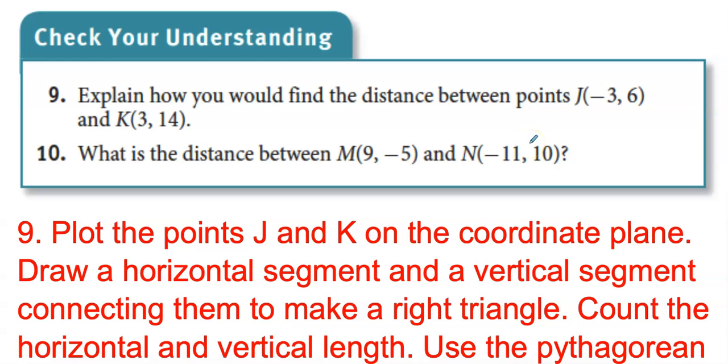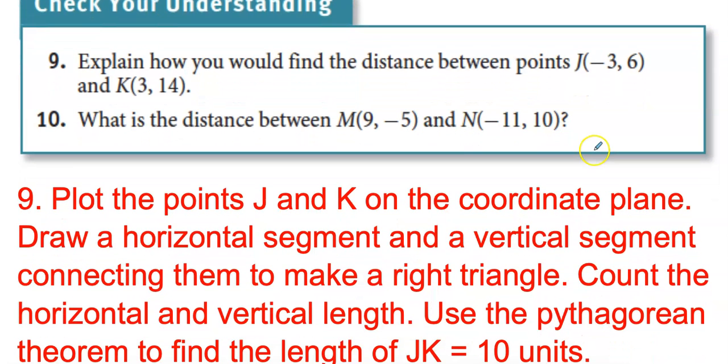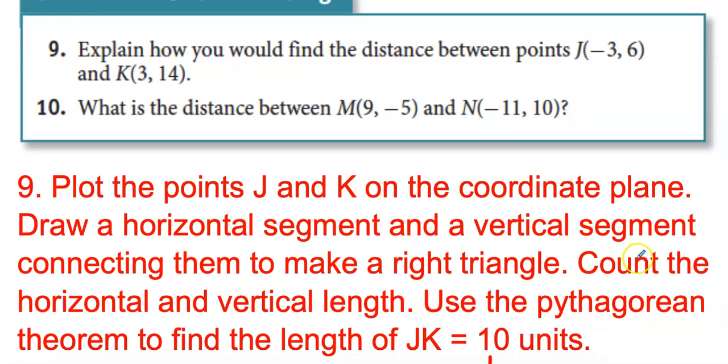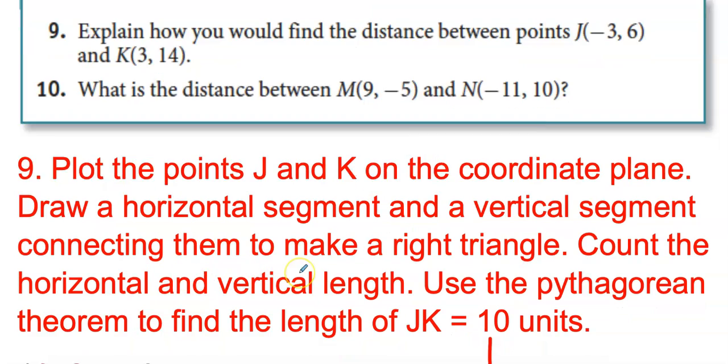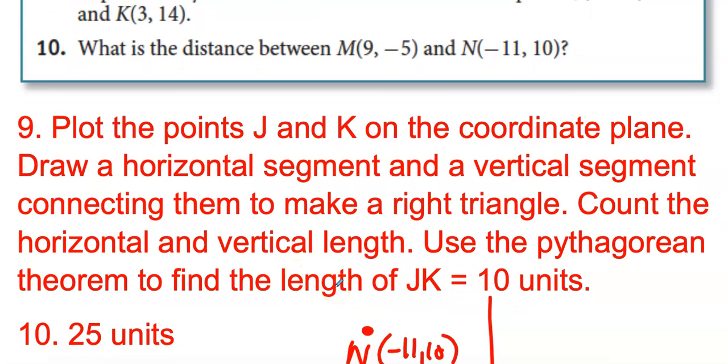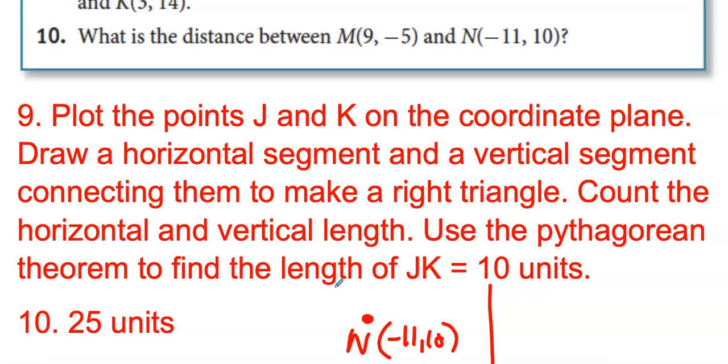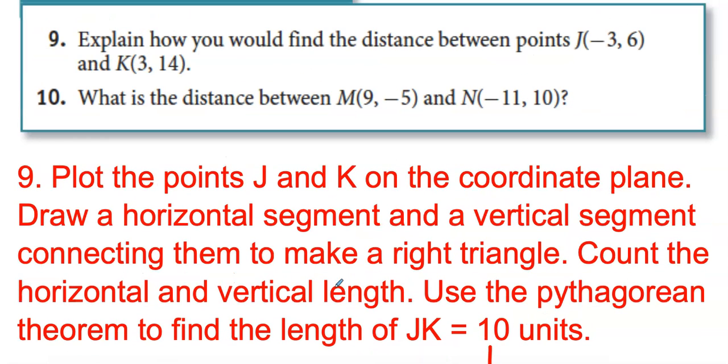All right, so let's talk about how you would find the distance between 2 points. Again, we're kind of summarizing what we just did. So first off, you would plot points J and K on the coordinate plane. Okay? Then you would draw a horizontal segment and a vertical segment, connecting them to create a right triangle. Next, you would count the vertical and horizontal lengths. So you would find the legs of your triangle. Then you would use the Pythagorean theorem, a squared plus b squared equals c squared, to find the length. And if you did it, which you didn't have to, you do get 10. Okay?